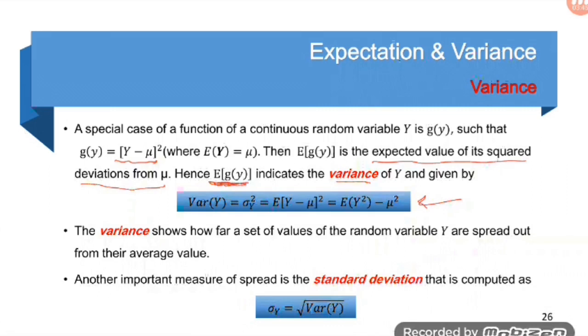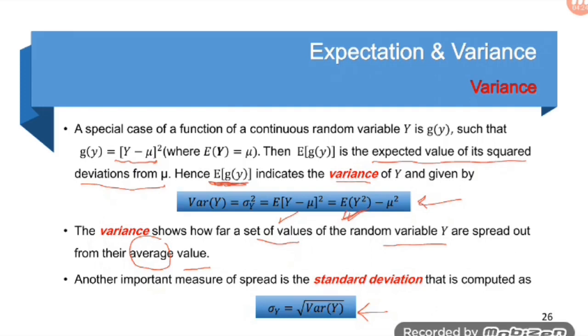And if we remember, we have two formulas, the theoretical formula and the computational formula. In fact, in the computation, we directly use this formula. So the variance equals the expected value of the square of y minus the square of the expected value. The variance shows how a set of values of the random variable y are spread out from their average value. By the way, the average is similar terminology to the mean or the mathematical mean. Another important measure of spread is the standard deviation. We know that the standard deviation is just the square root of the variance.